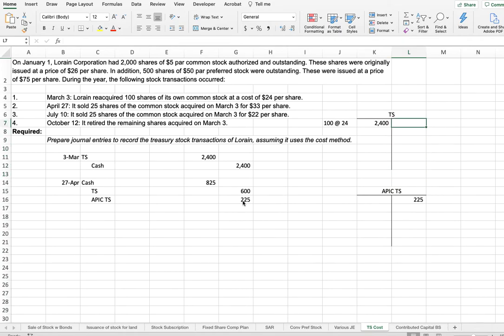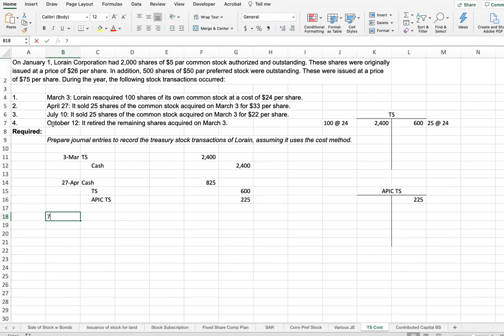All right, and then over in our treasury stock, this was 25 shares that we got rid of. And so now this is helpful because we can quickly see there's 75 shares that we purchased at $24 left. And so I'm going to put the 25 at 24, not because we sold them at 24, but because it was from the original 24 transaction.